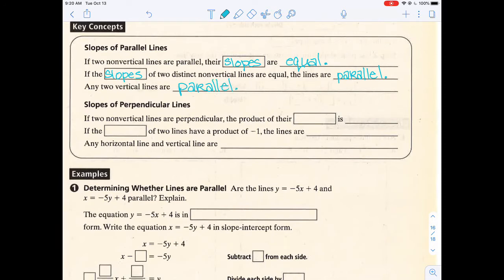Okay, so then we've got to talk about perpendicular lines. If two non-vertical lines are perpendicular, the product of their slopes is -1. If the slopes of the two lines have a product of -1, then the lines are perpendicular. Again, it works both ways. Okay, and then any horizontal and vertical line are perpendicular.